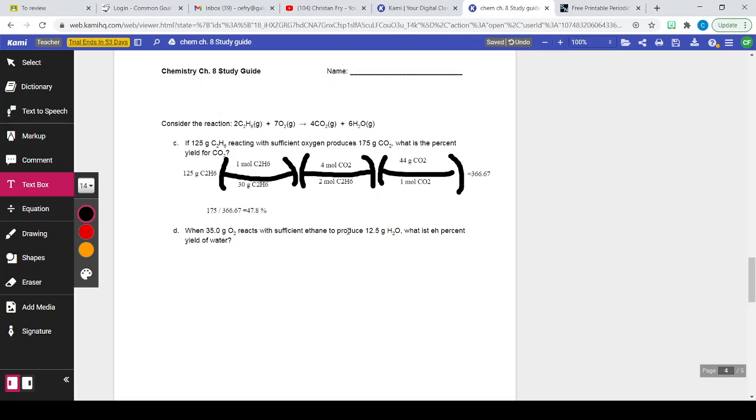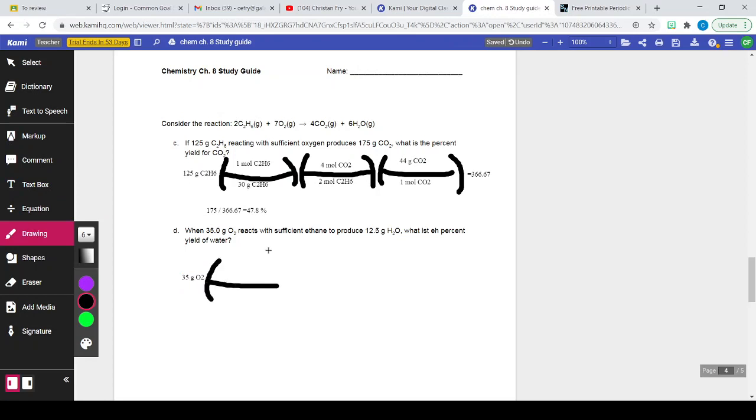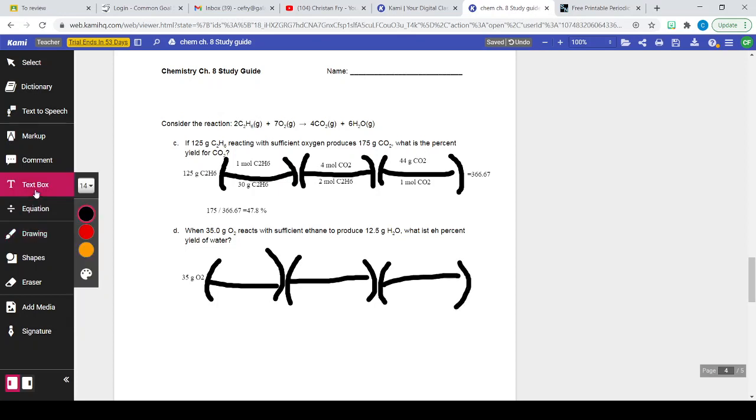All right, here's another one. So produces 12.5. What is the percent yield of water? So I'm going to take the 35 and I'm going to go with that to do my parentheses.